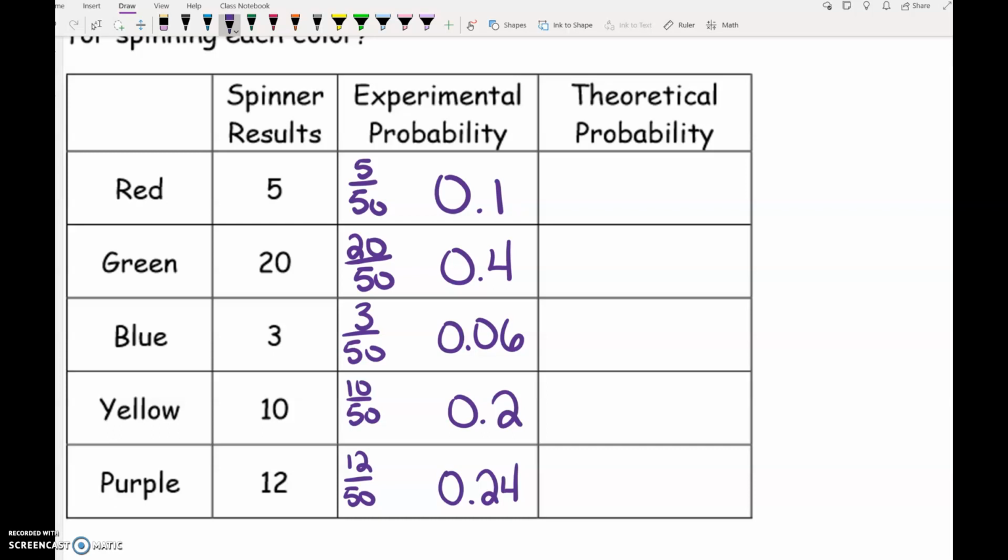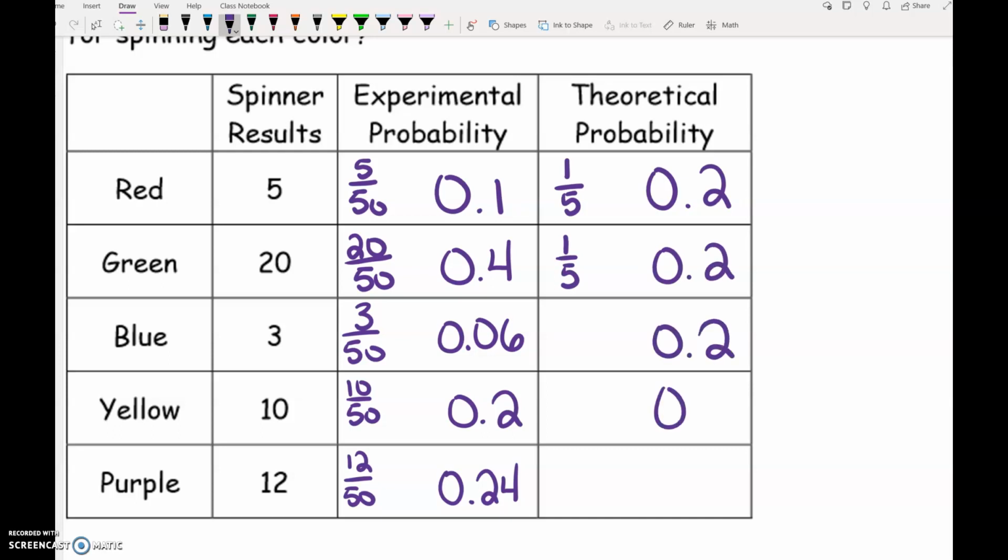What should the probability of spinning red be? We want red. There's 5 sections that are all equal. 1/5 is 0.2. The probability for green should be 0.2. All of these should be equally likely, but just because they're equally likely doesn't mean that they're actually going to be equally occurring when we do an experiment.